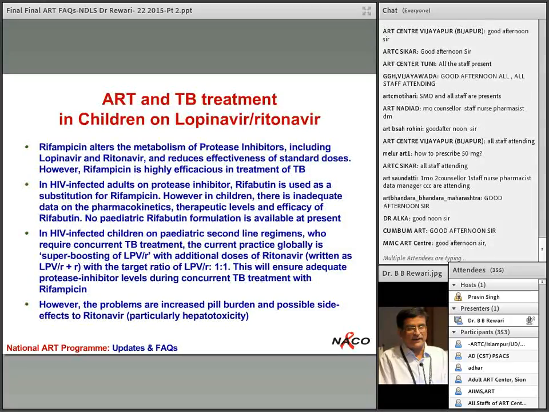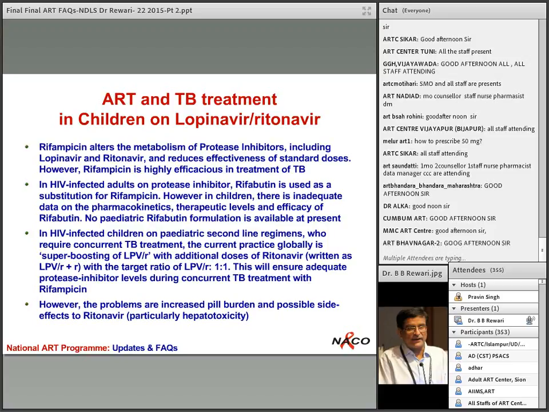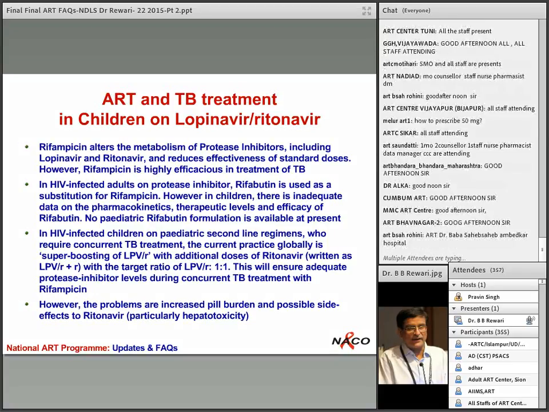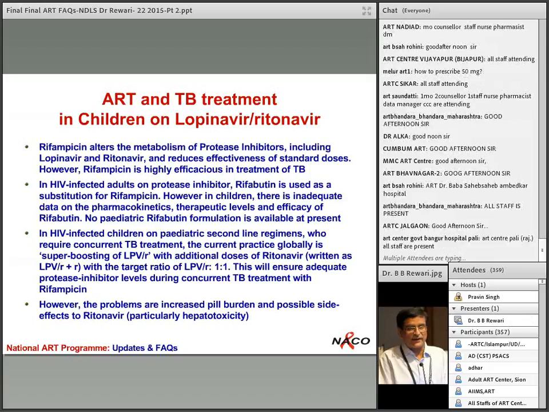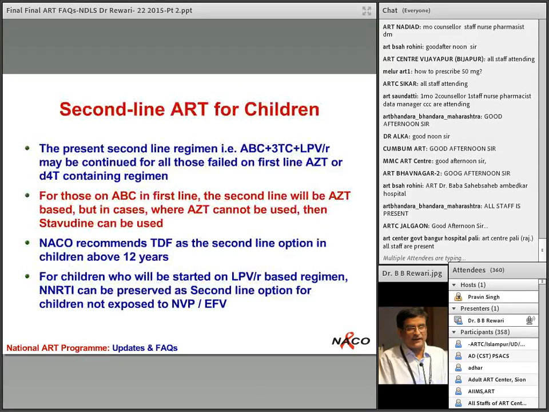Again, issue of ART and TB treatment in children on lopinavir ritonavir. It is very clear that with lopinavir ritonavir, in adults we are using rifabutin, but in children we cannot use rifabutin. Preparations are not available, safety data is not available. So it will be either super boosting with additional dose of ritonavir, or in case there are toxicities, or ritonavir is not available separately, then it will be basically nevirapine again in the dose as per body surface area in a higher dose.